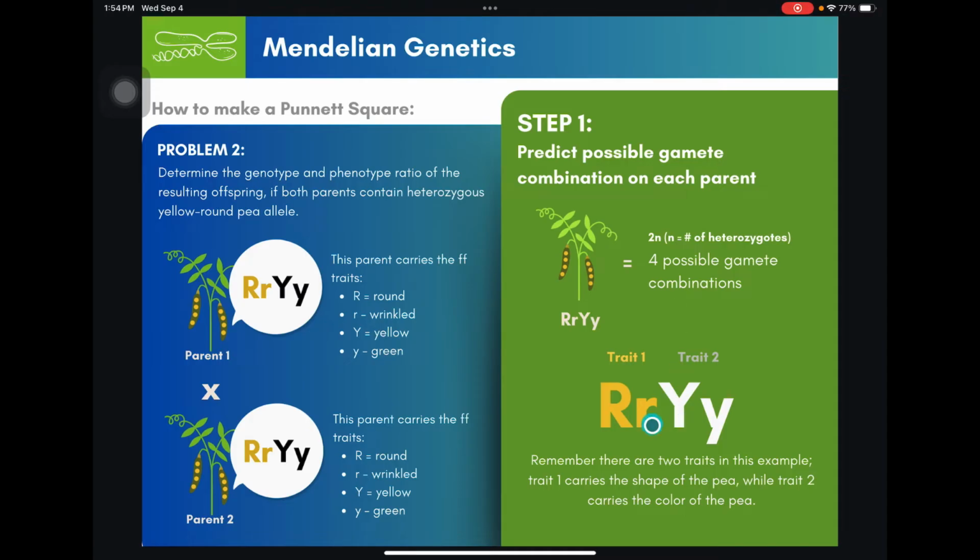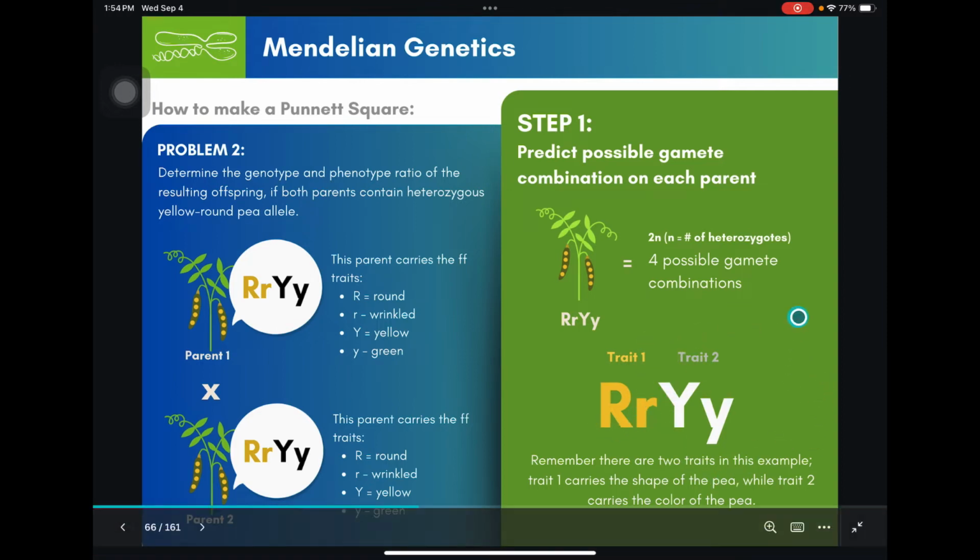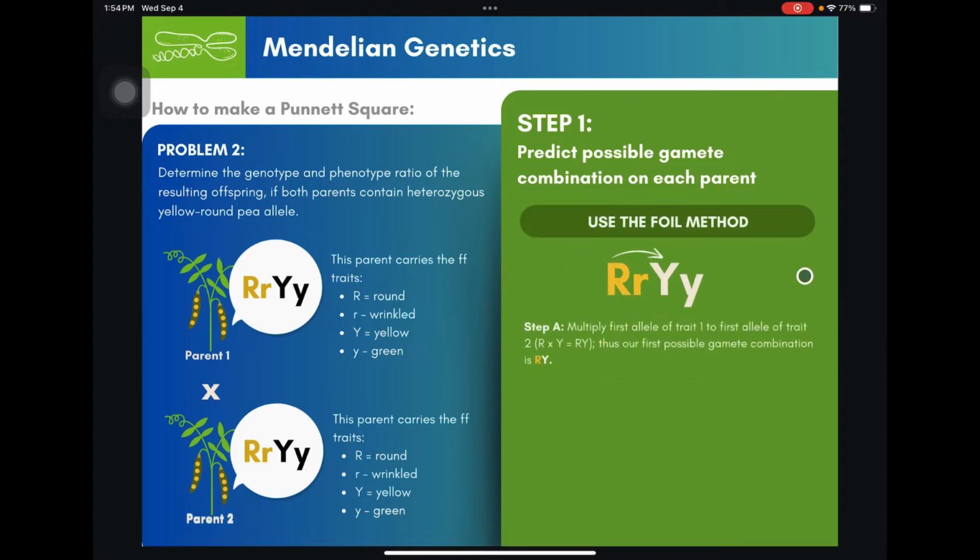So remember, there are 2 traits in this example. Trait 1 carries the shape of the pea, while trait 2 carries the color of the pea. Now, we have to predict the possible gamete combination on each parent. The first one is you have to employ the FOIL method. Step A is to multiply the first allele of trait 1 to the first allele of trait 2. Thus, our first possible gamete combination is RY, this one.